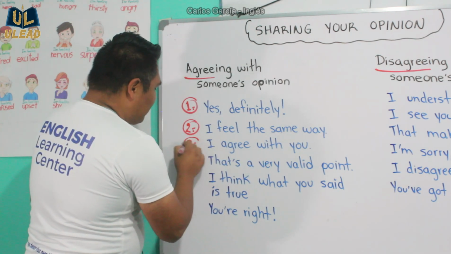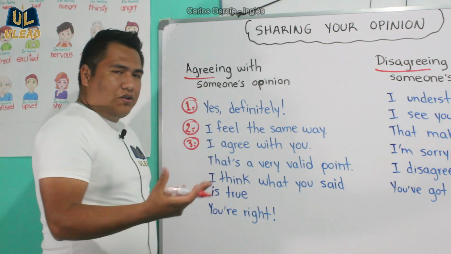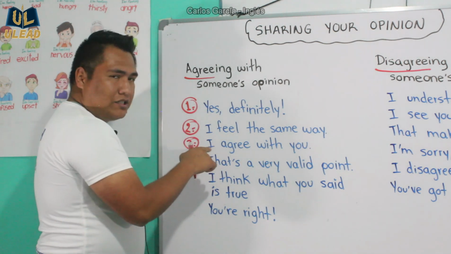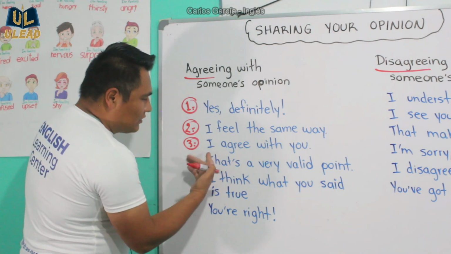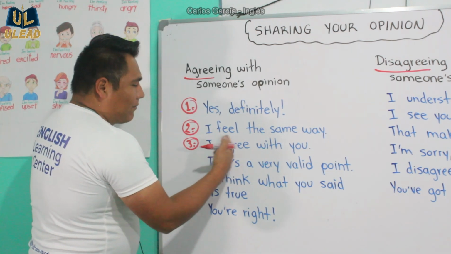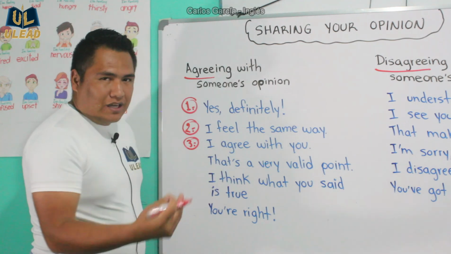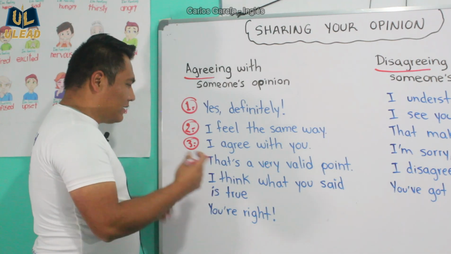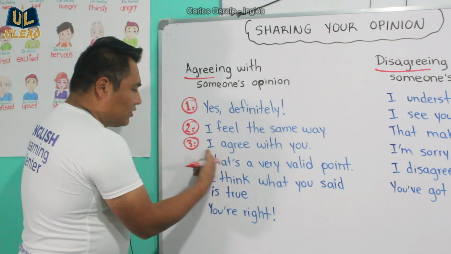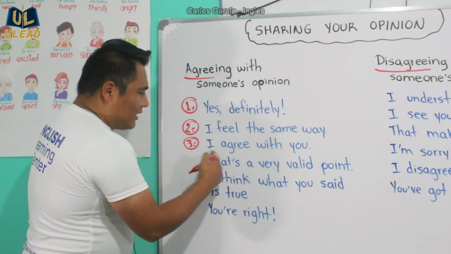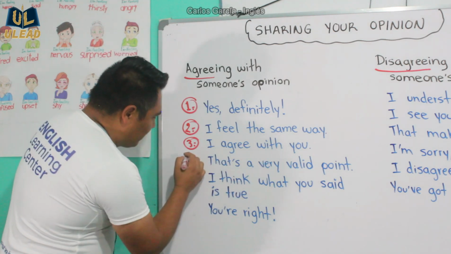Number 3, I agree with you. Now with this expression you need to be careful, especially if you're a Latino, okay? Because sometimes we want to add am, I am agree, which is not correct, okay? And I have to explain this to my students every time they come up with this situation. So I agree, that's the correct way. I agree with you, okay?